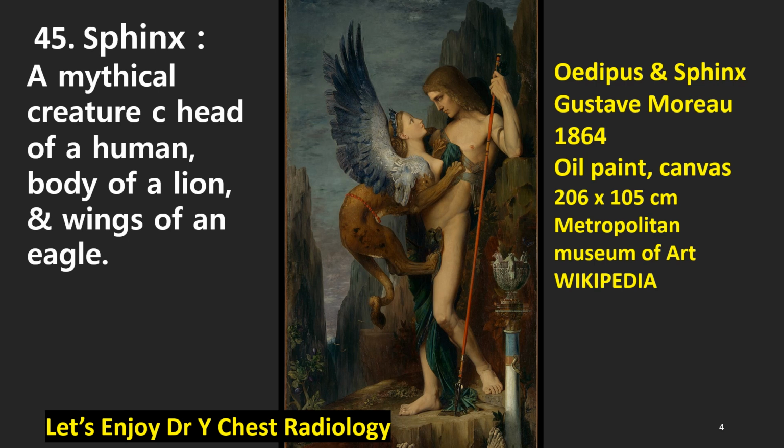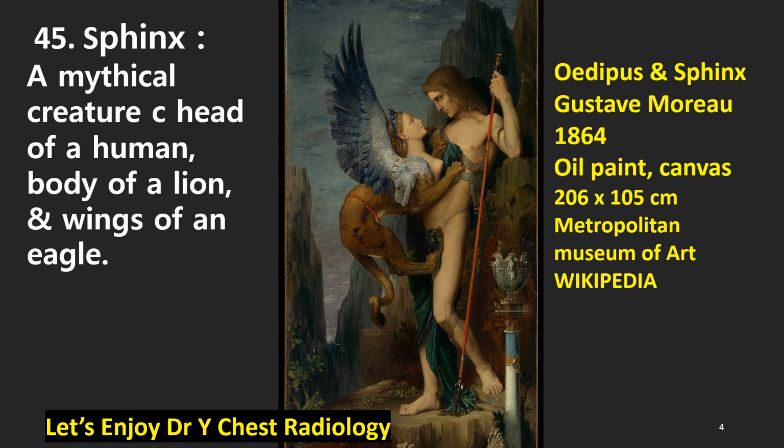Before entering this chapter, I want to introduce a fused creature because we are in the chapter of fused imaging technique. The Sphinx. The Sphinx is a mythical creature with the head of a human, the body of a lion, and wings of an eagle, sometimes with the tail of a serpent.